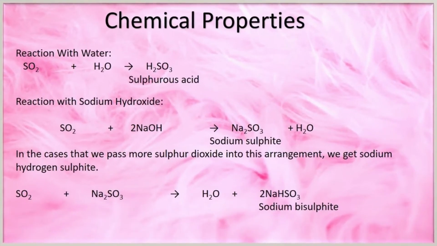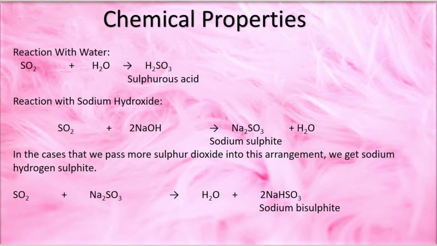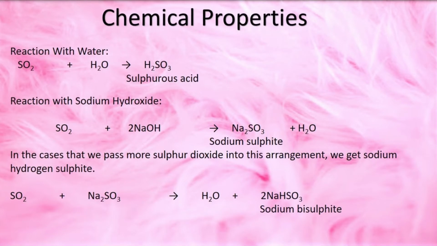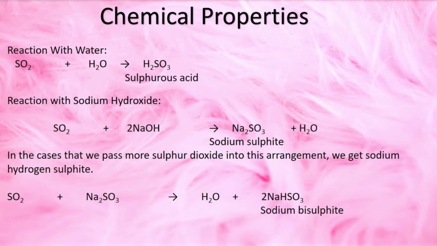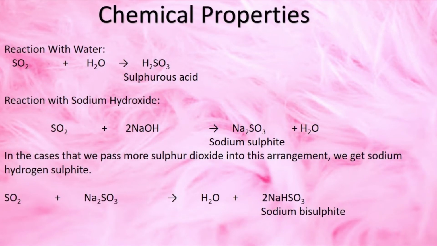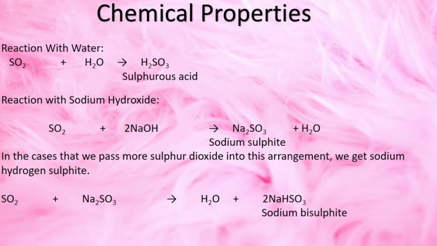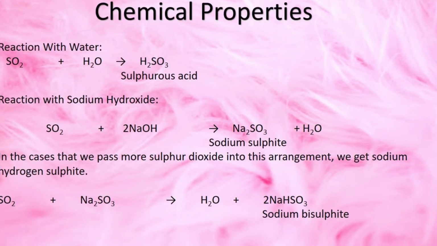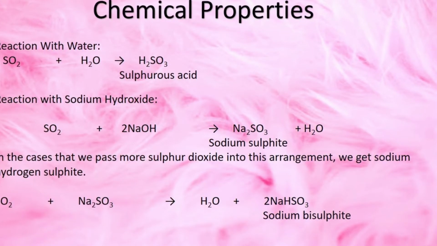Now let's study about the chemical properties of sulfur dioxide. Sulfur dioxide is an acidic oxide, so it dissolves in water to form acid, that is sulfurous acid. The formula of sulfurous acid is H2SO3. The next is the reaction with sodium hydroxide. Sulfur dioxide readily reacts with sodium hydroxide to form sodium sulfite. If more sulfur dioxide is passed into this solution, sodium sulfite is converted to sodium hydrogen sulfite.